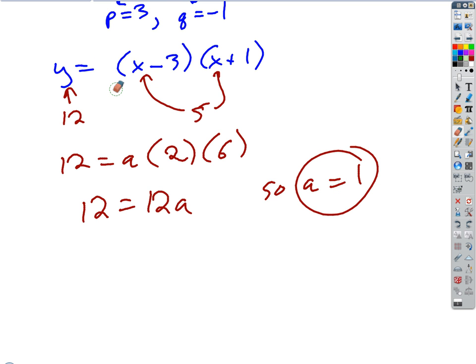In factor form, if they want it in general form, which they asked for, what's the last thing I have to do? Yeah, I just got to distribute, right? FOIL that out and collect like terms, and we got it. Okay?